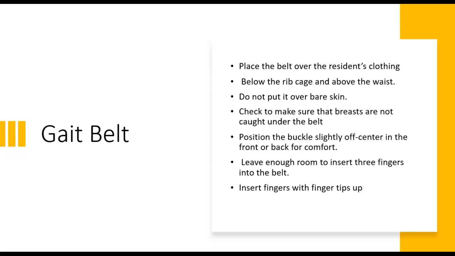The gait belt is also referred to as a transfer belt. You place the belt over the resident's clothing, below the rib cage and above the waist. You never put it on bare skin. Position the belt buckle slightly off center to the front or back. Leave enough room to insert 3 fingers into the belt, and insert fingers with the fingertips up.